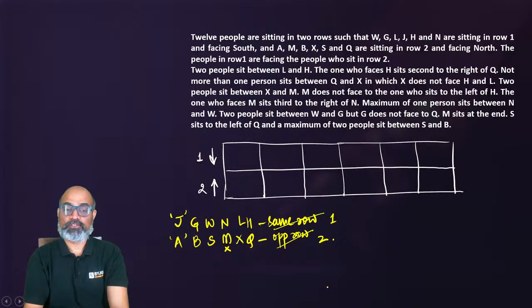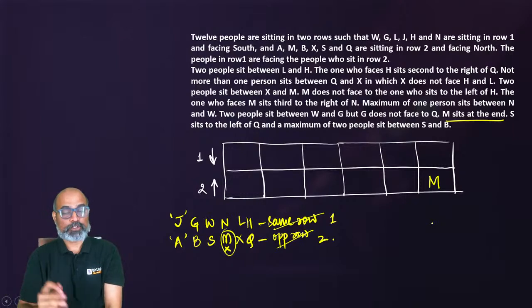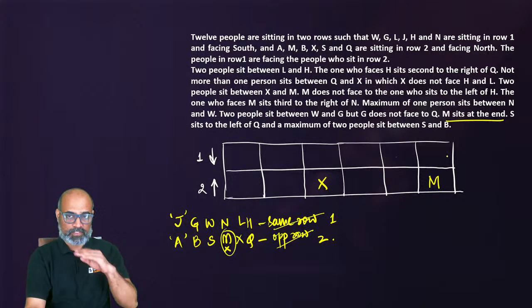Now from row 2, we will start with that particular point where it was given that M is sitting at the end. So there are 2 ends for M, right? For row 2, it may be leftmost, it may be rightmost. We need to start from some place. So let's say we start from M being the rightmost position. Now let's read those statements where M is included. 2 people sit between X and M. So this is where X will go. M does not face the one who sits to the left of H. So wherever H is, this guy is not sitting to the left of H. Okay. Not sure about the second statement though.